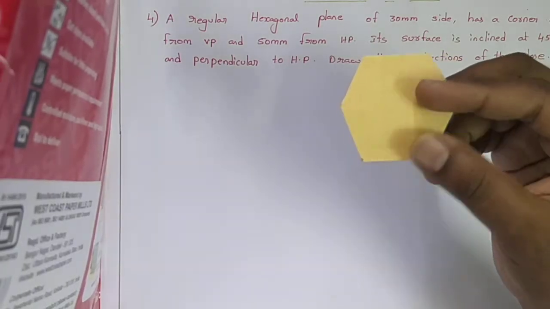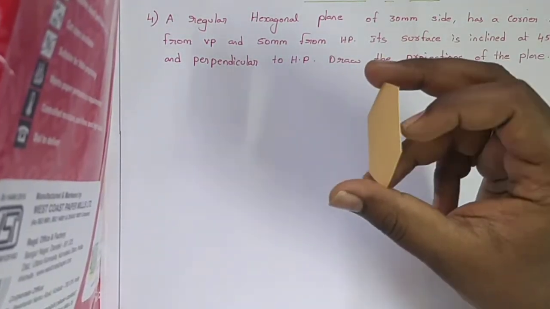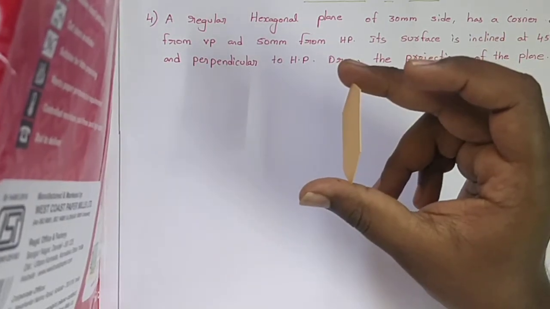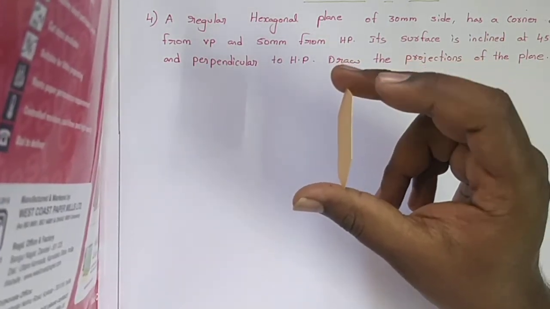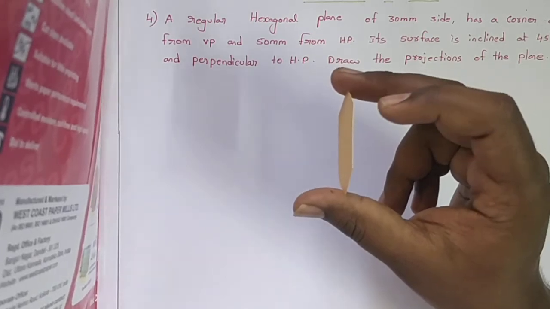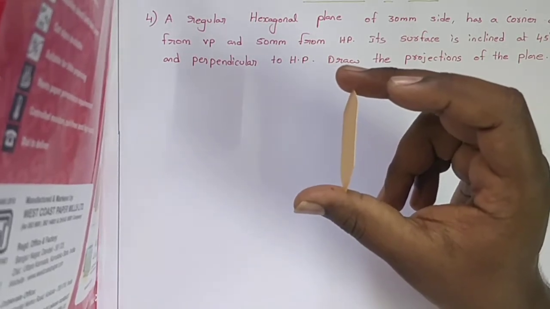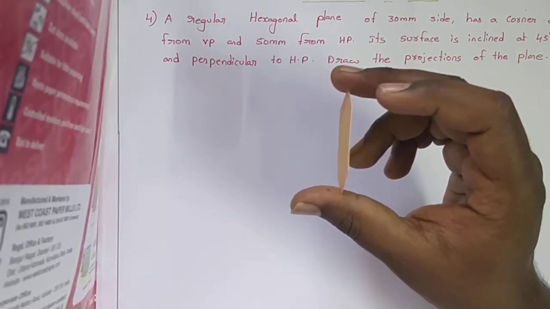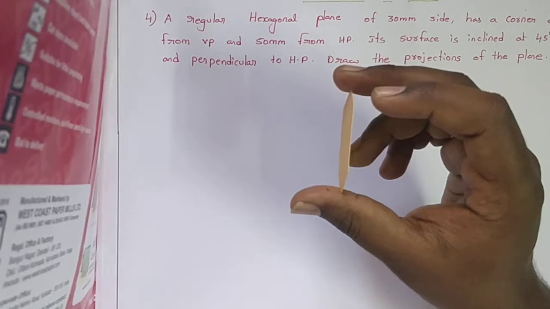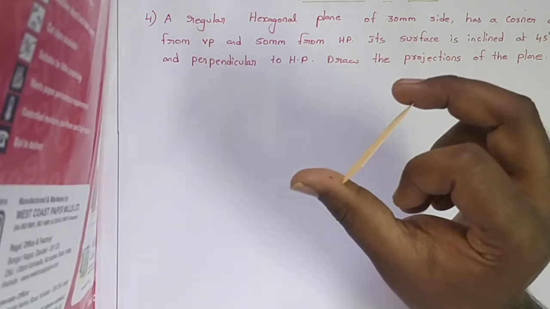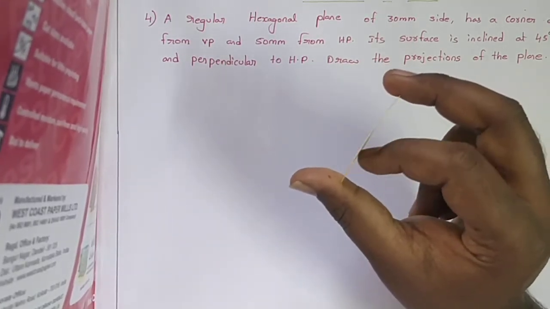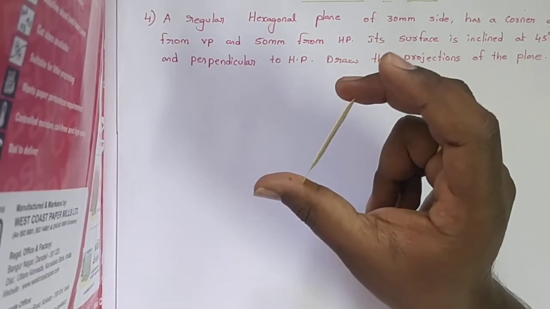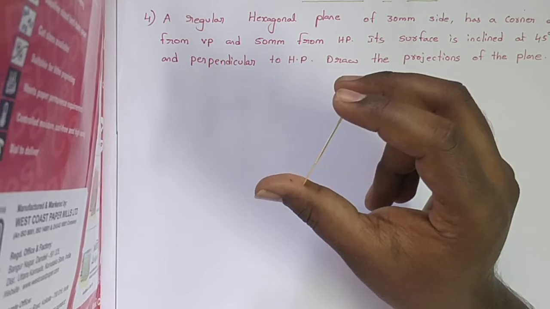45 degrees to VP means we need to place it like this. It is parallel to VP and perpendicular to HP condition. First we need to draw the front view and top view at this position. After completion of this, we need to rotate the top view formed in the horizontal plane by 45 degrees. I rotated this plane to 45 degrees to the vertical plane.